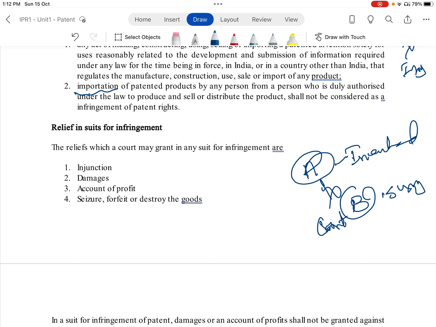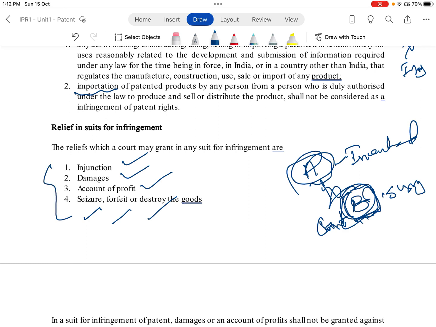So he can ask B to stop producing it. So he can claim for damages. Damages means whatever loss A suffered because of B's imitated product. So he can ask for damages, nothing but a compensation. Then account of profit. Whatever profit B made, a share in that profit can be given to A. And whatever goods are lying in B's storage or warehouse can be seized, forfeited, or destroyed. Okay, again, further, B should not sell those products or services.